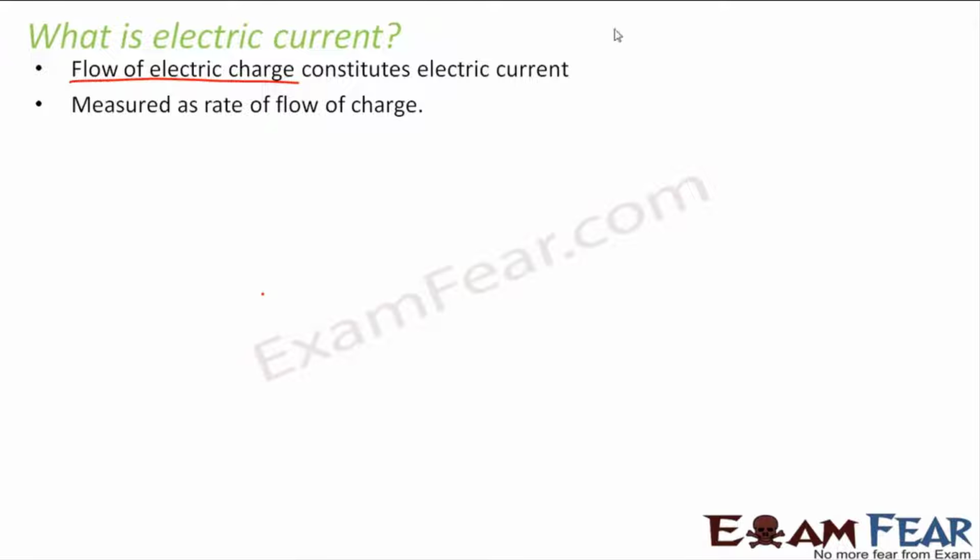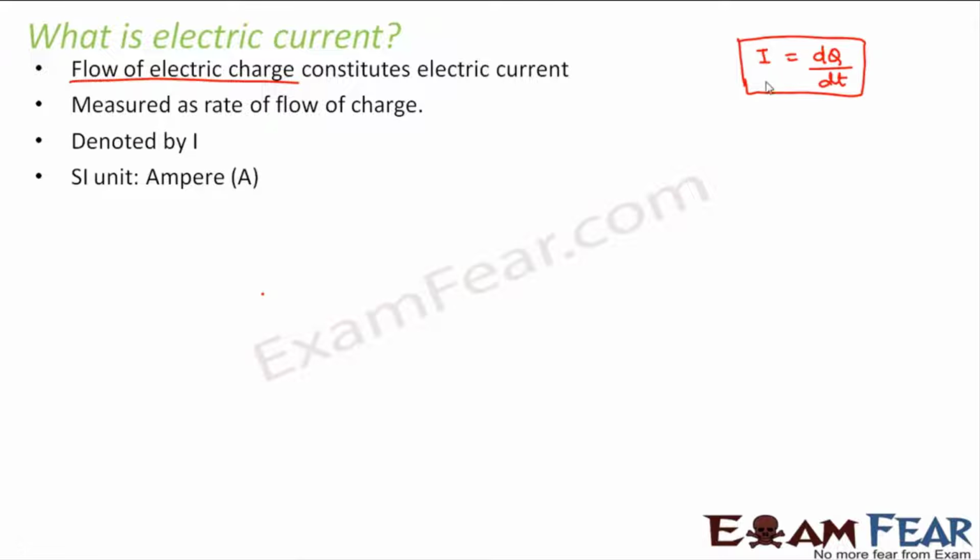We denote electric current often with I, and it is written as dq by dt. That means the rate at which how many charges are flowing per unit time. It is denoted by capital I. SI unit of electric current is ampere, which is abbreviated by a capital A.